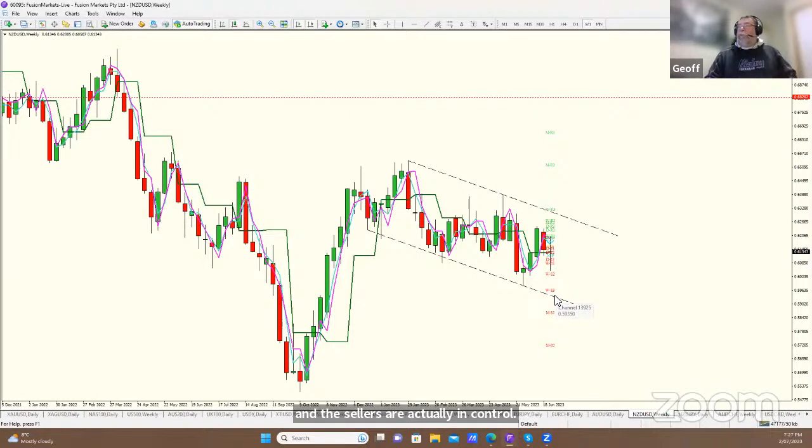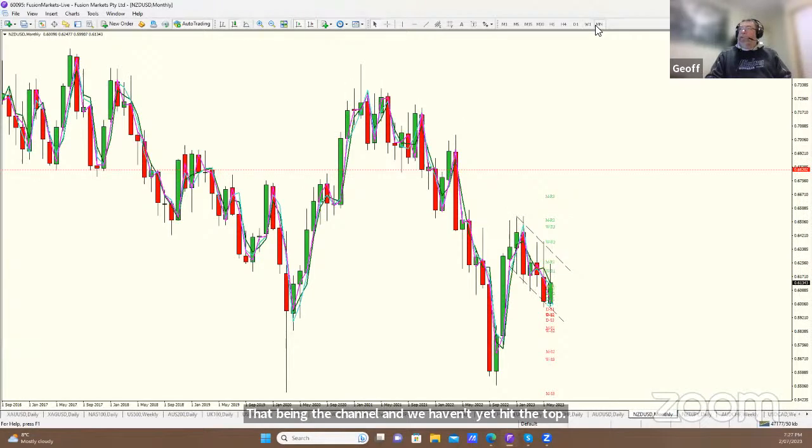But we've got to remember two things. One is that we've bounced off the bottom of this range, that being the channel, and we haven't yet hit the top. Aha. Does that coincide with the potential double bottom, higher low scenario?